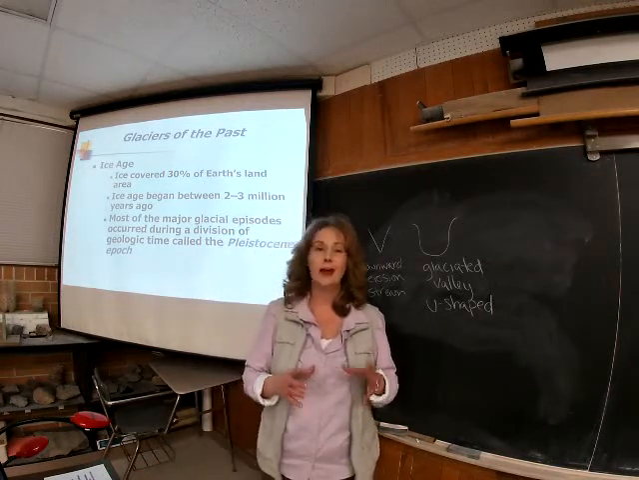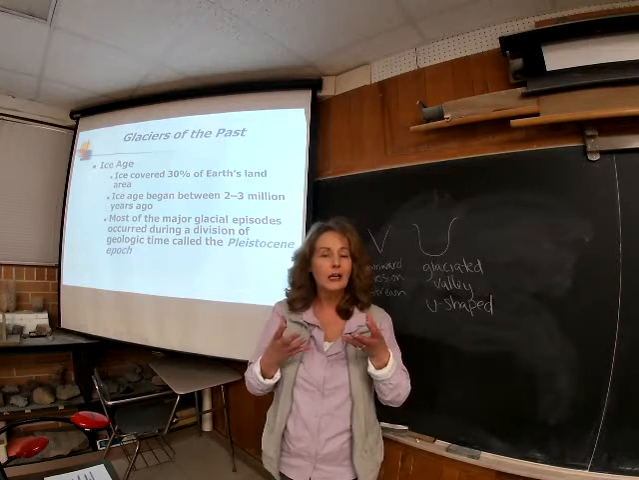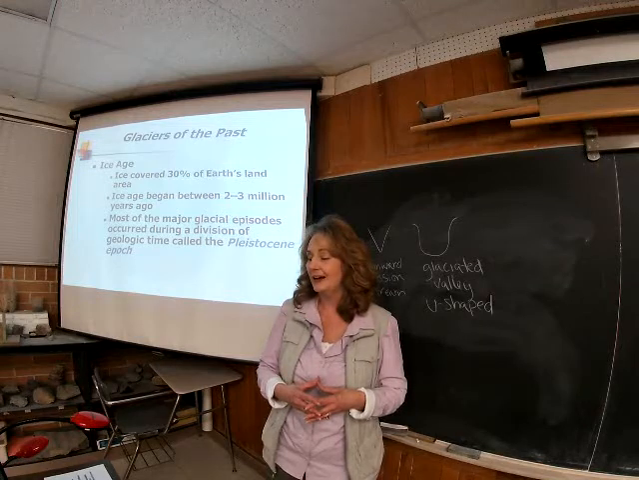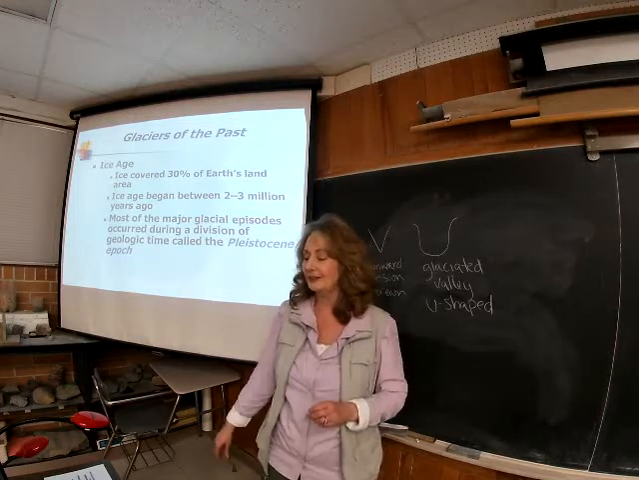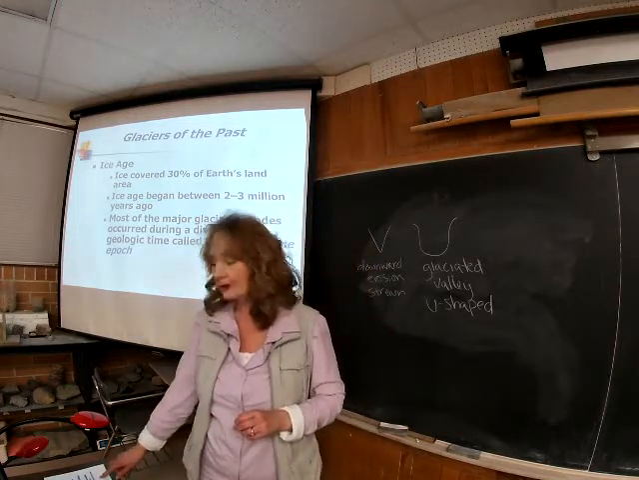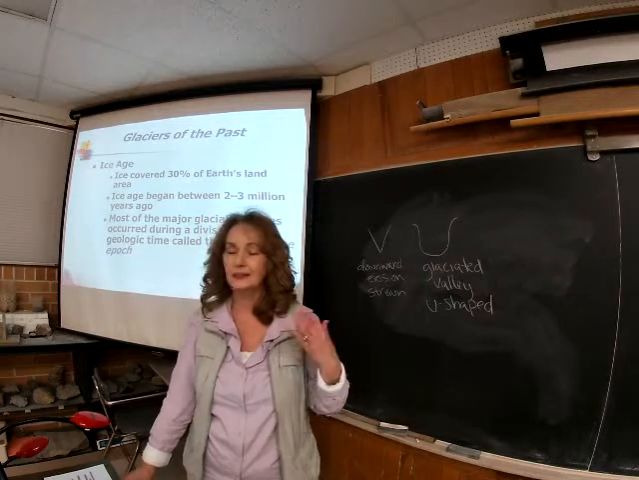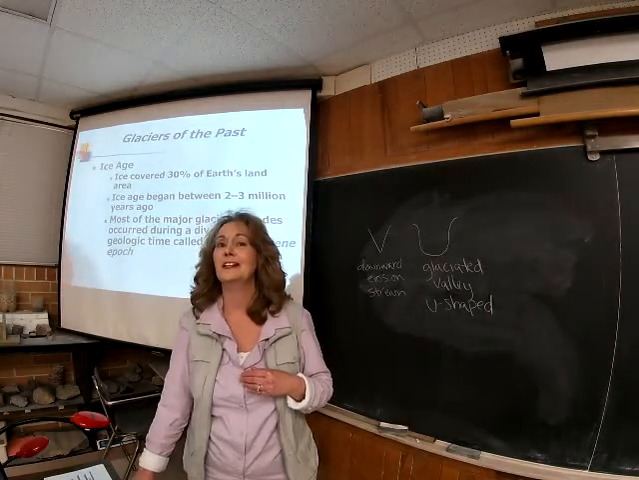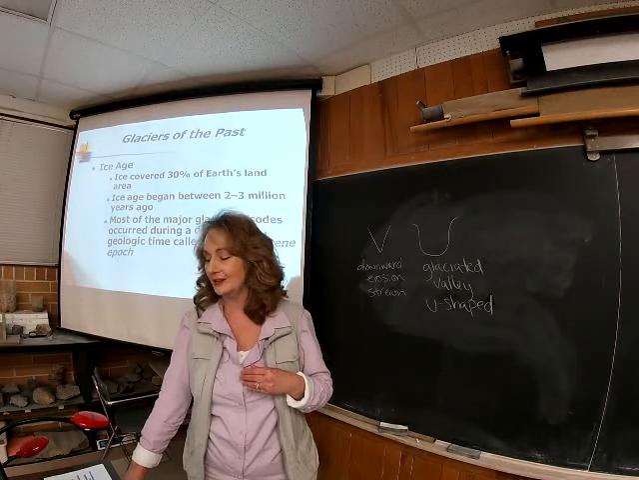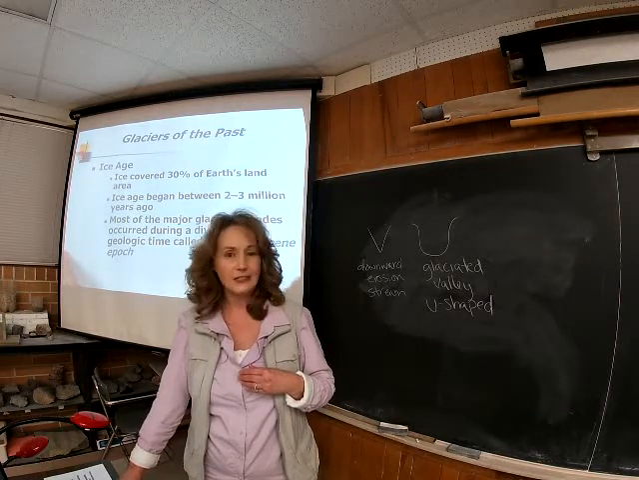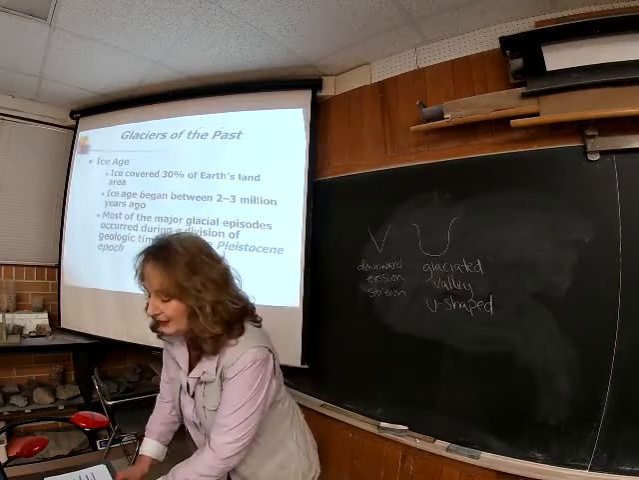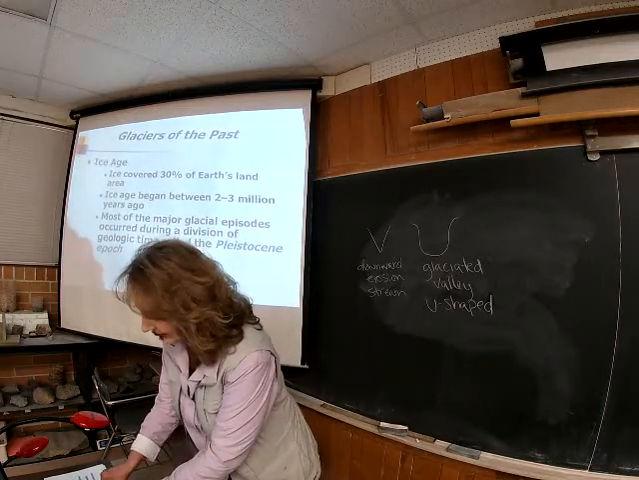The Pleistocene epoch is when our latest ice age, or glaciation episodes, occurred. The Pleistocene epoch, and this is part of the geologic time scale. Rather recent events, right? 2 to 3 million years ago. Geologically speaking, that was not all that long ago. It covered about 30% of Earth's land surface.